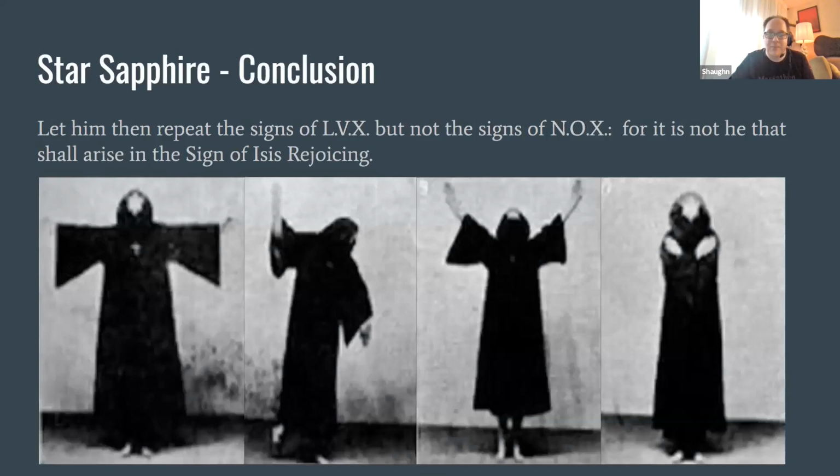So then the conclusion section. So let him then repeat the signs of LVX, but not the signs of NOX. For it is not he that shall arise in the sign of Isis rejoicing. Okay.